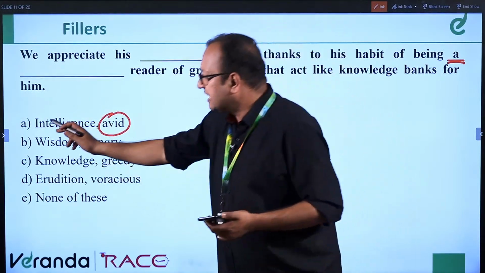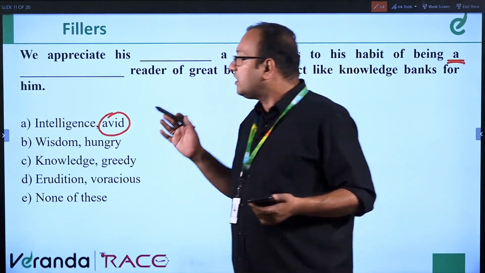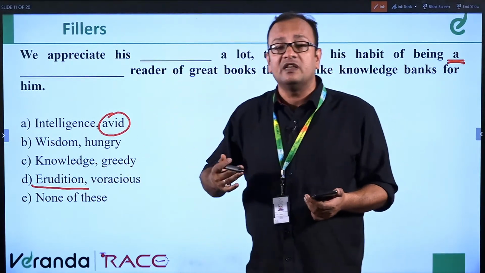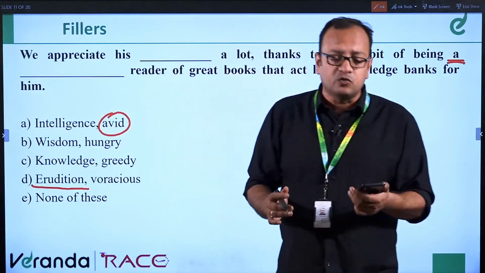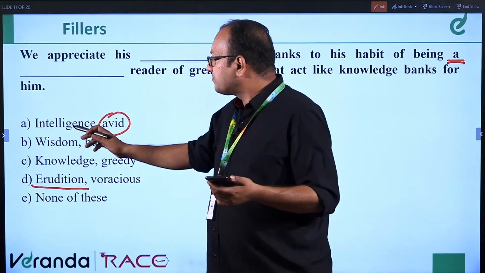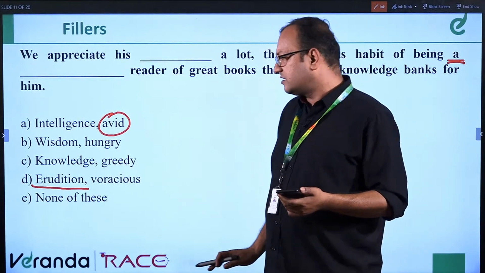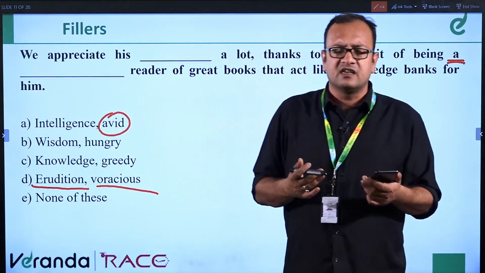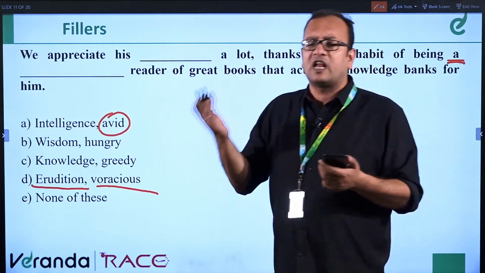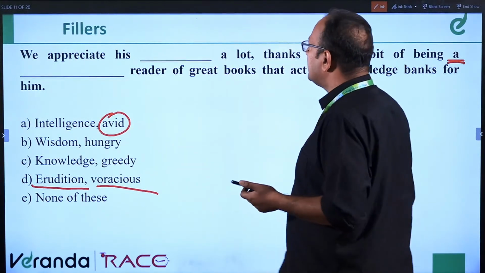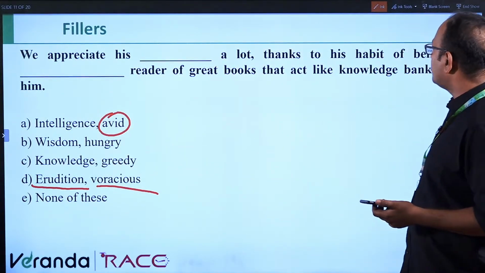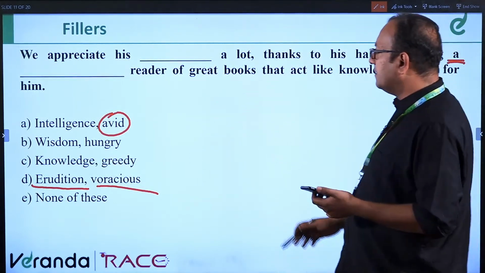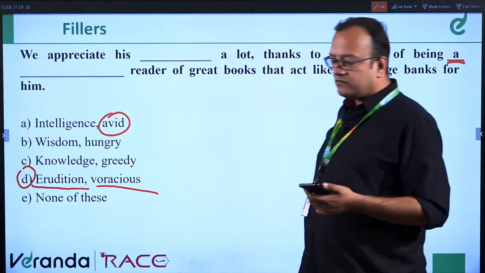It was a good option. Intelligence, avid, it's a good option, but we are talking about his erudition. Erudition means what? Erudition means knowledge level, intelligence, wisdom, all combined into one is known as erudition. So answer will be wisdom, and hungry reader is not correct. Voracious reader means very greedy reader. He reads a lot, he consumes a lot. So we appreciate his erudition a lot, thanks to his habit of being a voracious reader of great books that act like knowledge banks for him. So it should be D option.